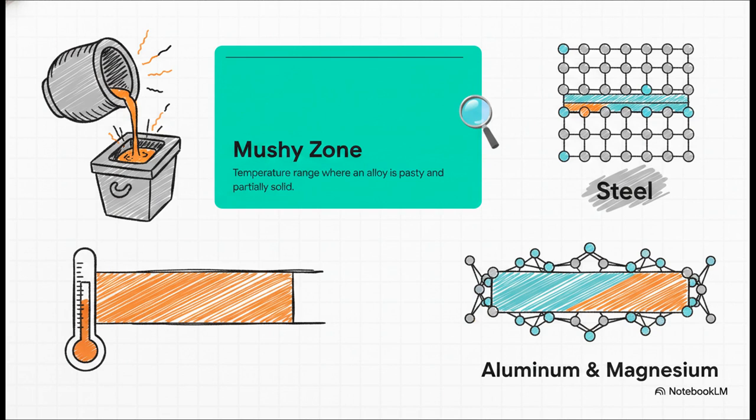Ferrous castings like steel have a very narrow mushy zone, but materials like aluminum and magnesium have very wide mushy zones, meaning they stay in this pasty, half-melted state throughout almost their entire cooling cycle.